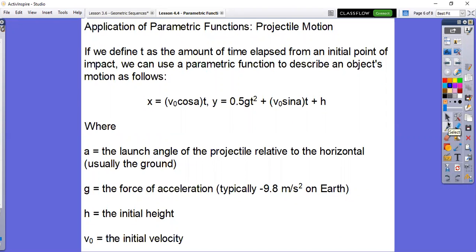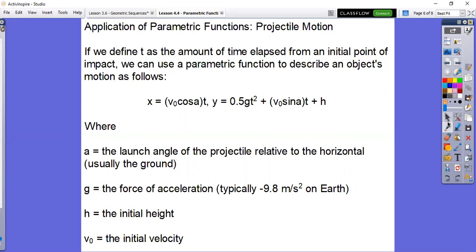All right. So this is what I really ultimately wanted to get to today, because this is the main application of parametric functions, and that's projectile motion. So you will probably learn about this in physics. If you are taking physics, you may have already learned about it. So what we're going to do is we're going to take t and define it as the amount of time elapsed from the initial point of impact for an object.